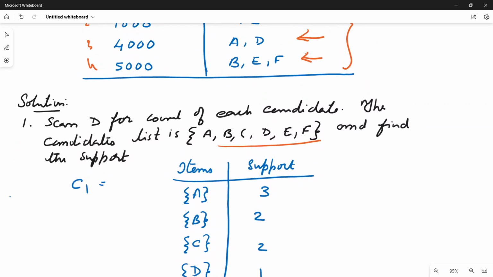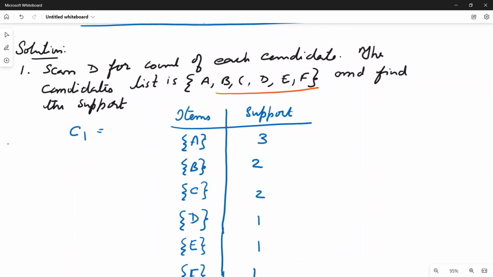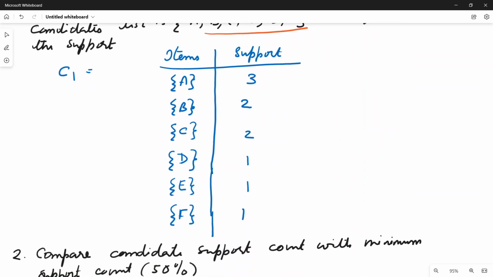How many times is A purchased? We can see 1, 2, 3, so 3 times. How many times is B purchased? 1, 2. Then C, it is 1, 2. Then D is 1, E is 1, F is 1. Similarly, we write all these values here. We form the set and write the support: A, the support is 3, B is 2, C is 2. We have found how many times each appears in the transactions as a single item set. So the first thing is we need to find the frequency of occurrence of the single items. Now we can see A is 3, B is 2, C is 2, D is 1, E is 1, F is 1.